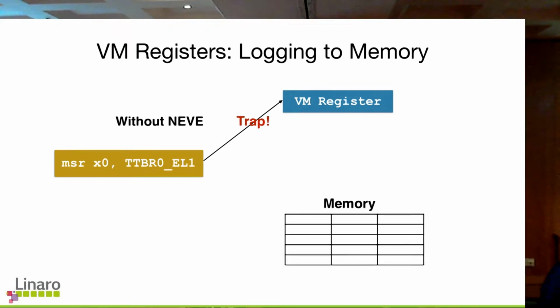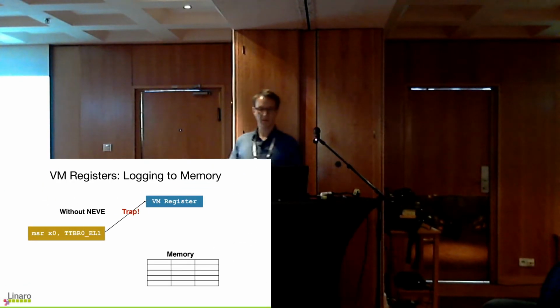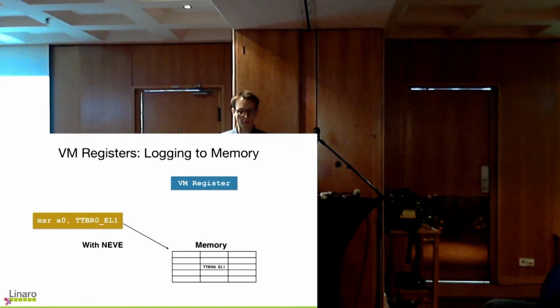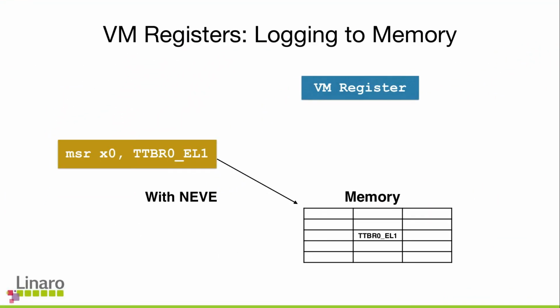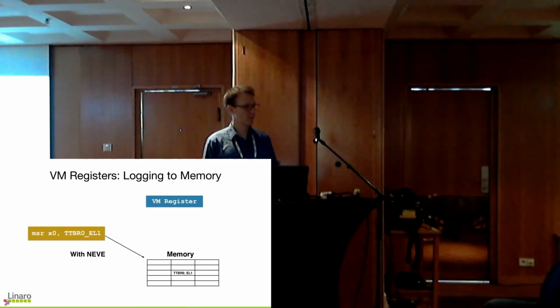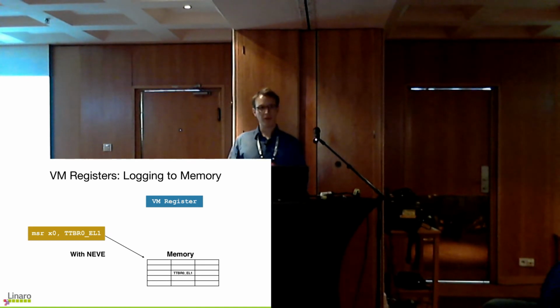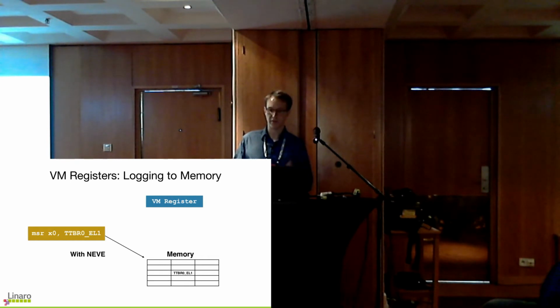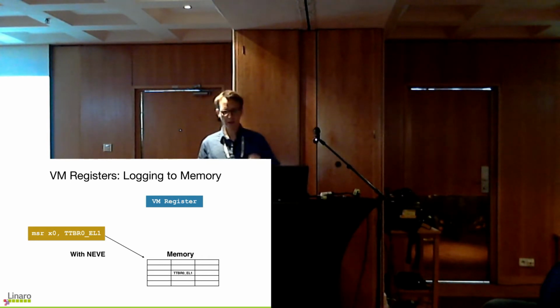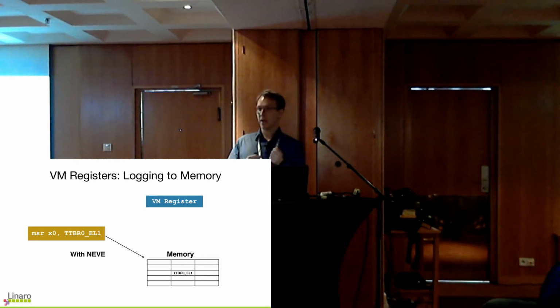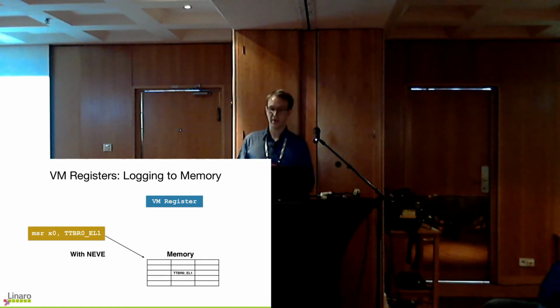Without NEVE, when we issue an instruction to access a register from the guest hypervisor, you cause a trap. But with NEVE, we redirect that in hardware, transparently, into a place in memory. Whenever you enter your guest hypervisor, the host hypervisor will fill out this table with your values of registers, and then the guest hypervisor can read and write registers without trapping, and they just get stored in memory.